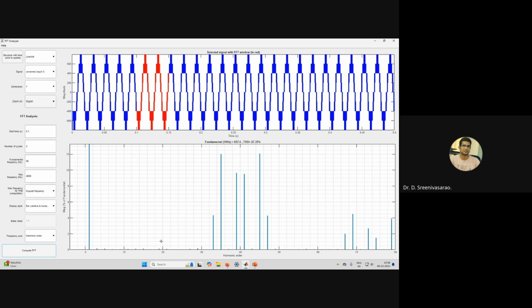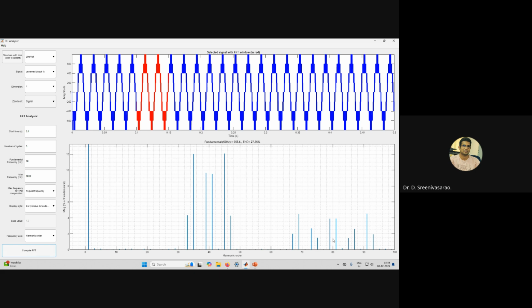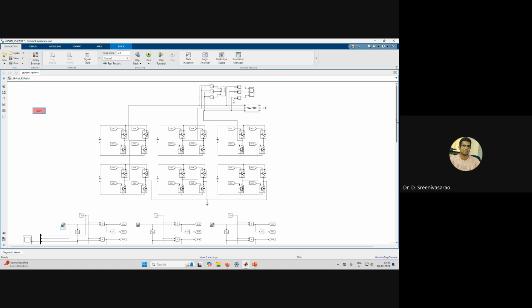Similarly, we have sideband harmonics at around 80 also. At around 80 you can get the harmonic spectrum, and similarly at 120 you'll get another spectrum. Understood? So this is about the phase shift PWM technique. Similarly, we'll see how it works for the level shift PWM technique.